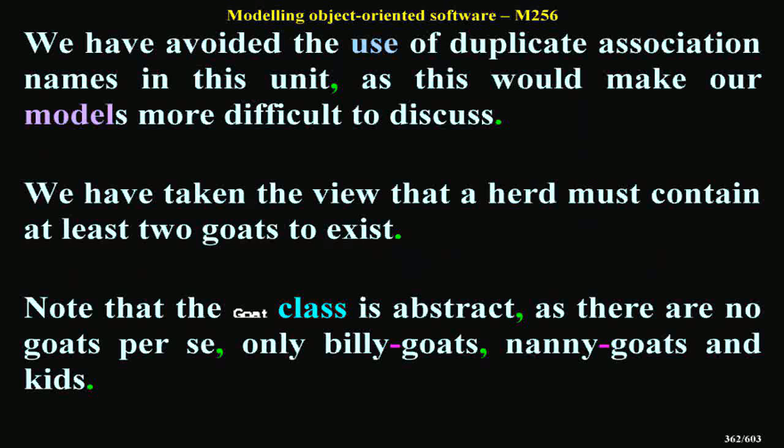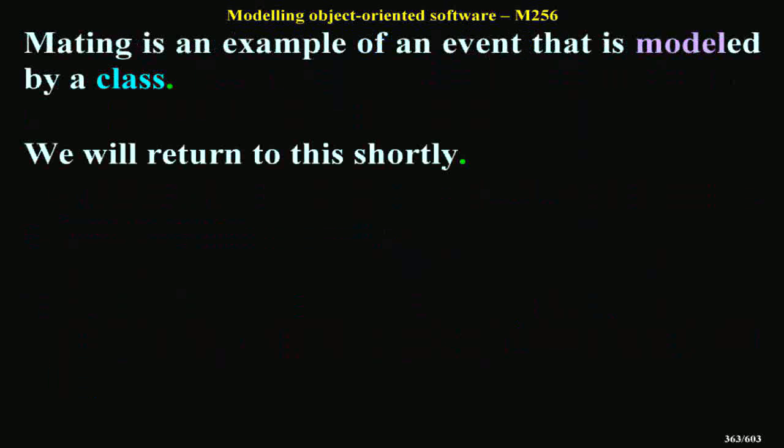Note that the class is abstract, as there are no goats per se, only Billy goats, nanny goats, and kids. Mating is an example of an event that is modeled by a class. We will return to this shortly.